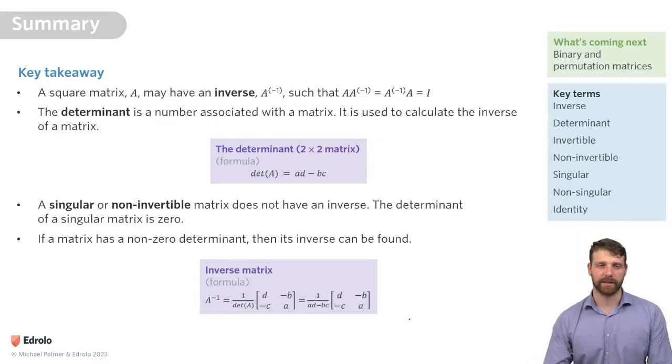Okay, that's it. Here's our summary slide. We've got some key takeaways there about inverses, determinants, and some terminology, singular and non-invertible matrices. Up next, we've got binary and permutation matrices.